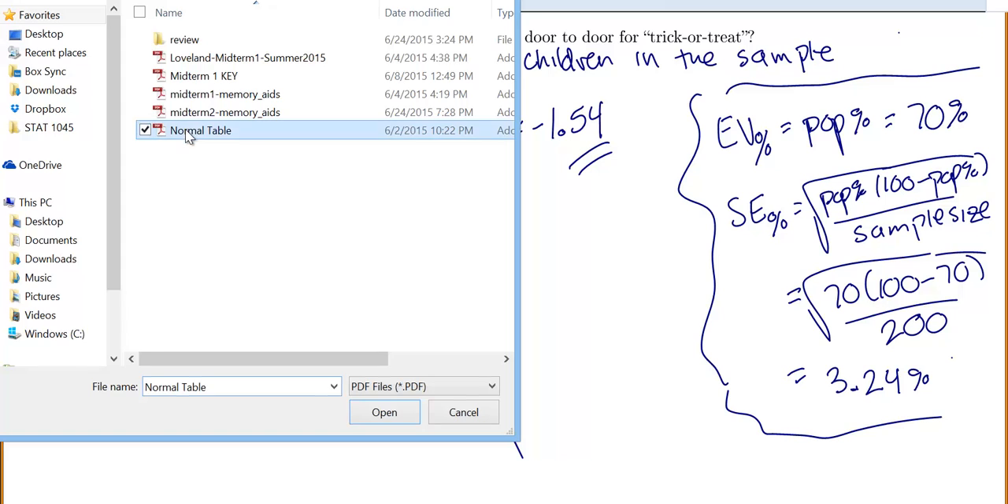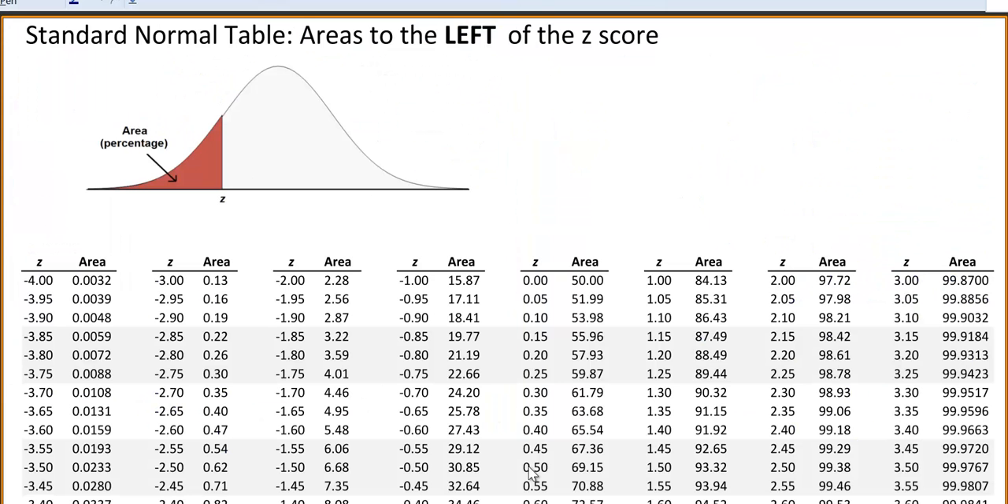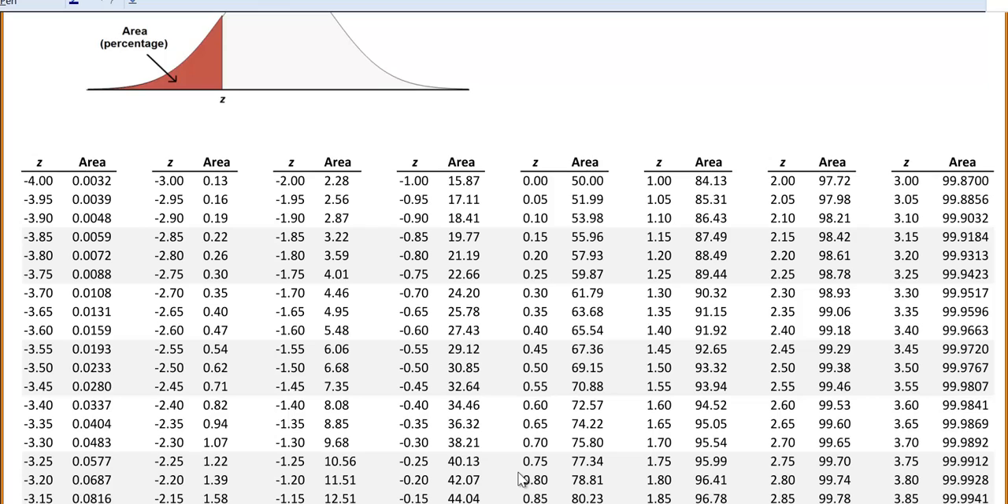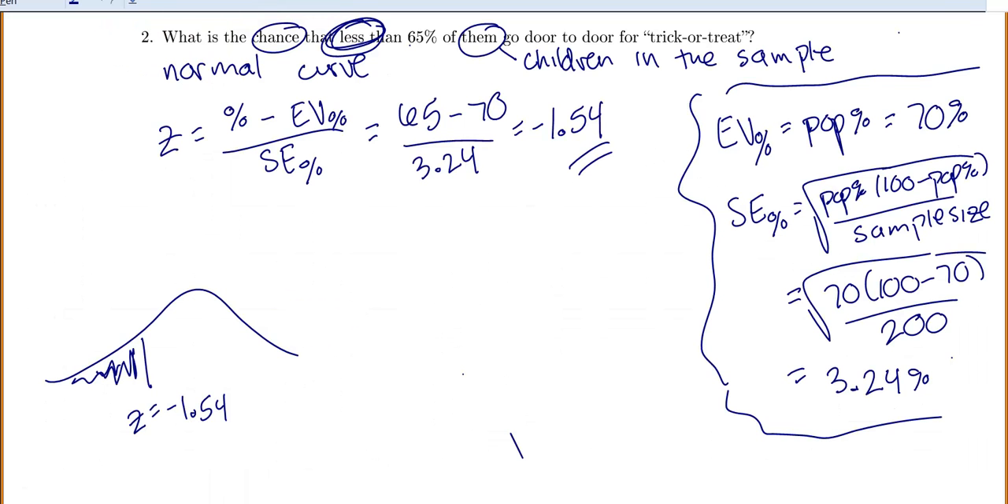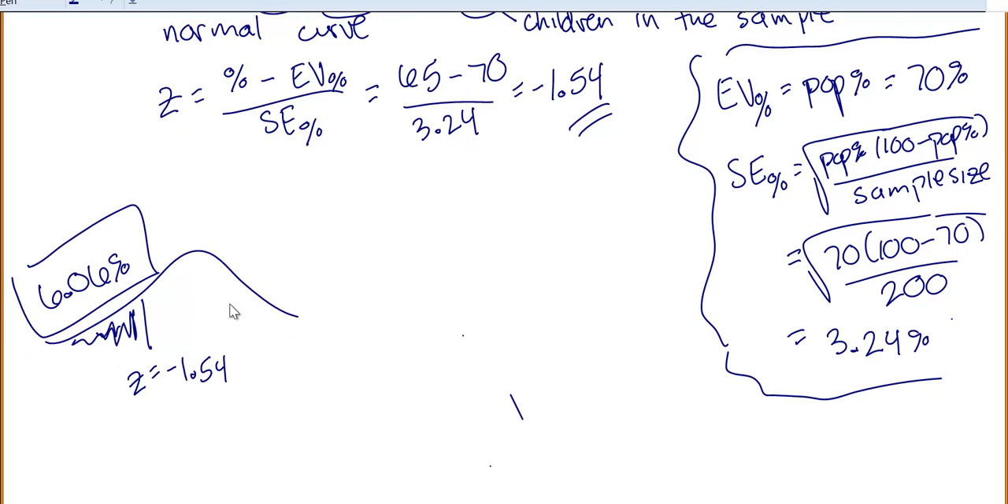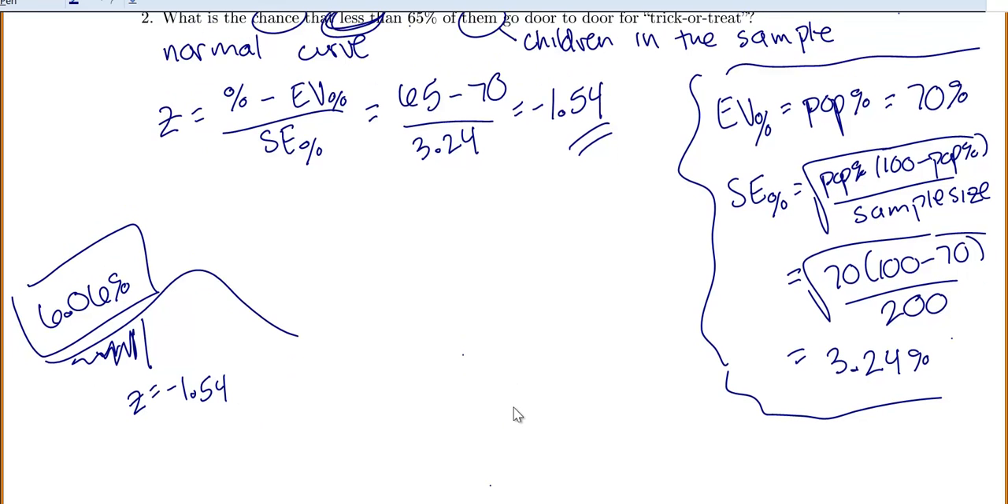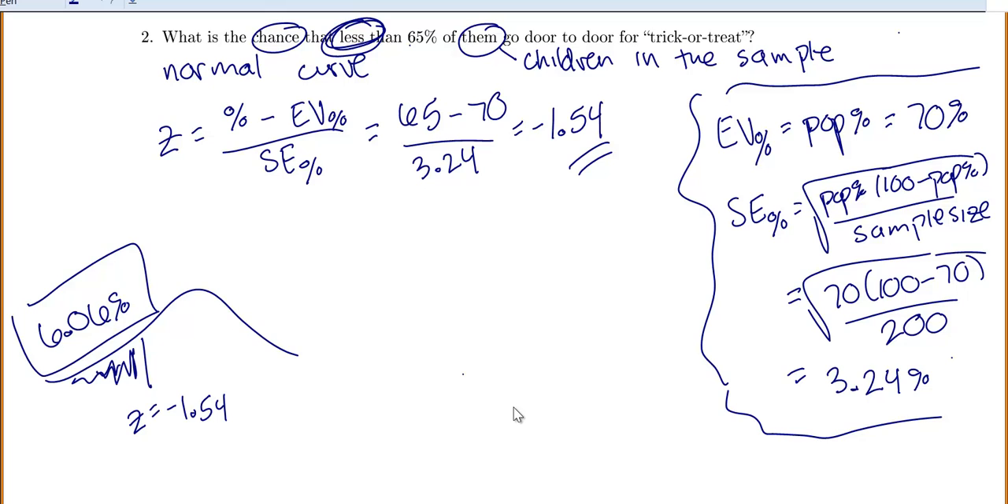Okay, so let's open up our normal table. We're looking for negative 1.54. Looks like the closest I can come is this negative 1.55, so the area to the left is 6.06%. So that is my final answer that I was looking for. So that's how you find a chance. And once again, when you start seeing these things with populations and samples, this is the only way we know of to find the chances.